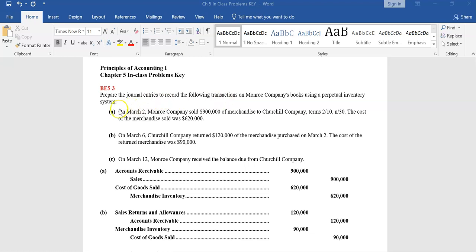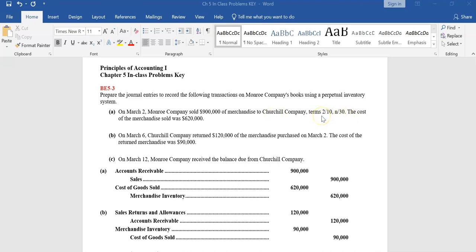Monroe uses a perpetual inventory system, meaning as soon as an inventory transaction occurs, it is immediately recorded into the accounting system. So on March 2nd, Monroe sold $900,000 of merchandise to customer Churchill Company. Terms were 2/10, net 30.